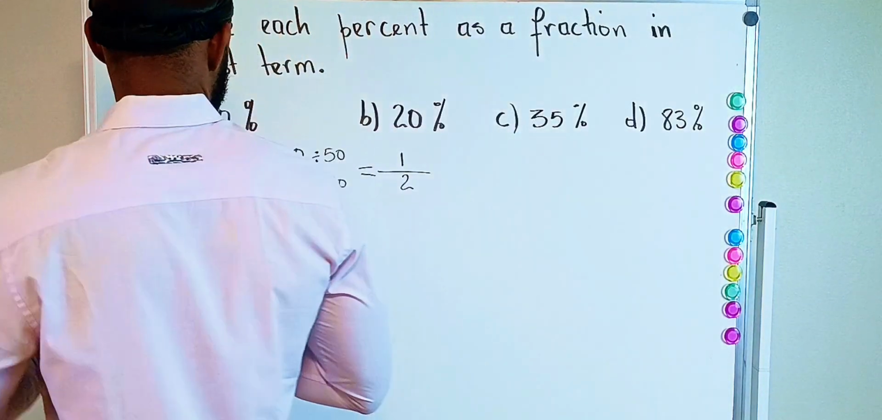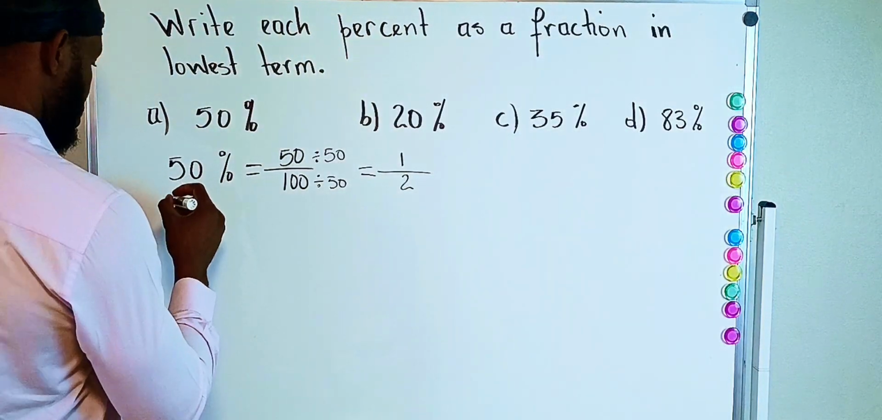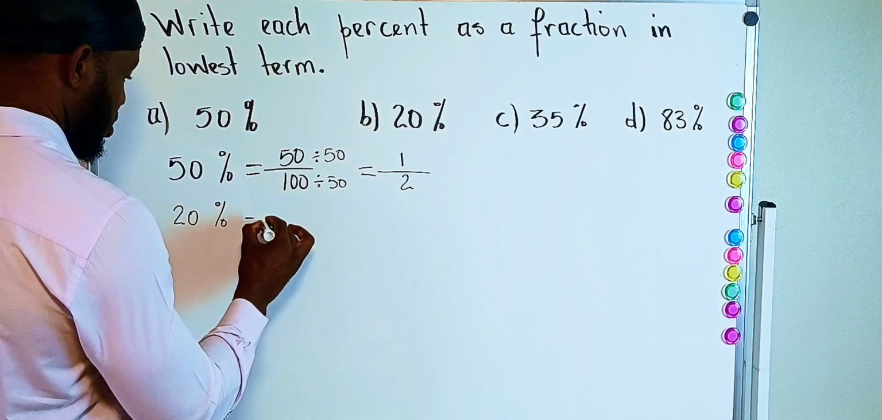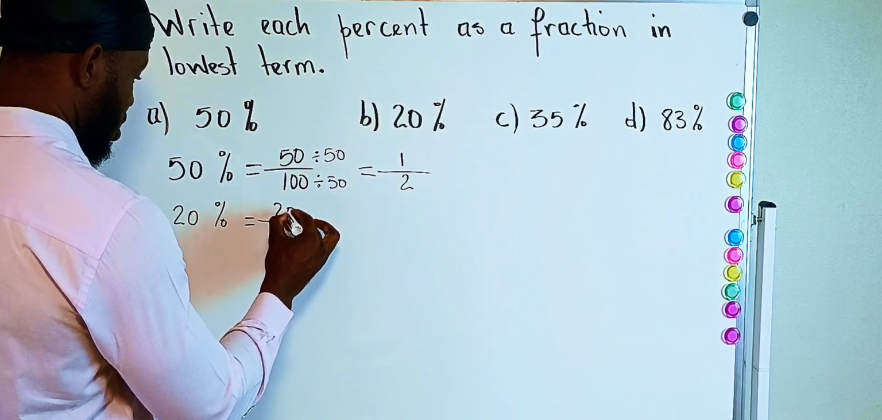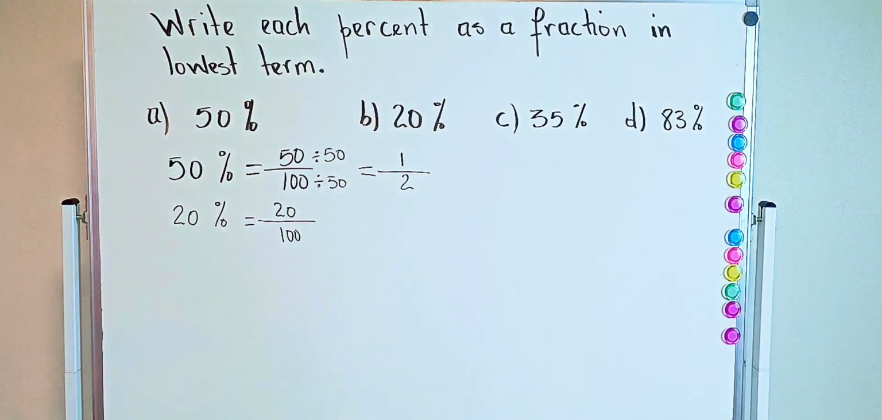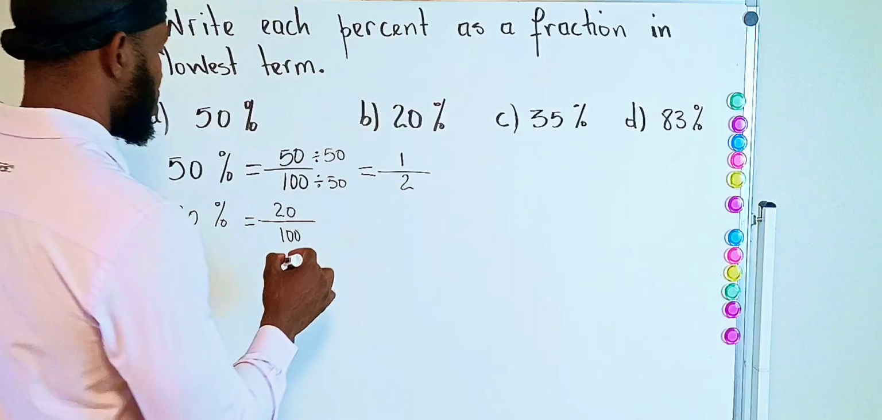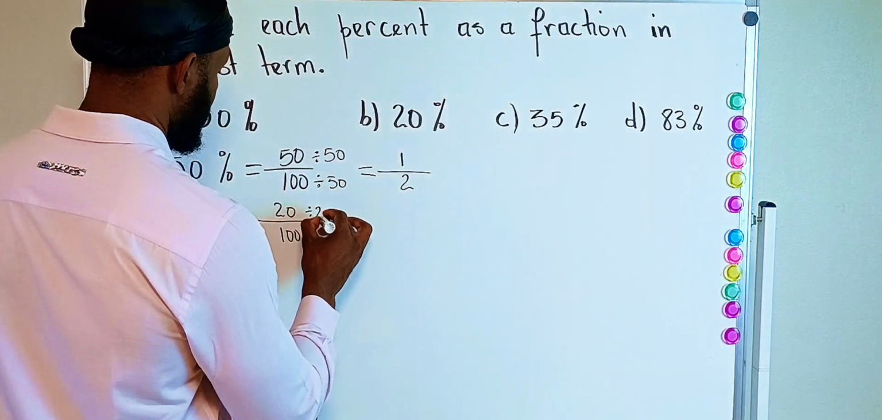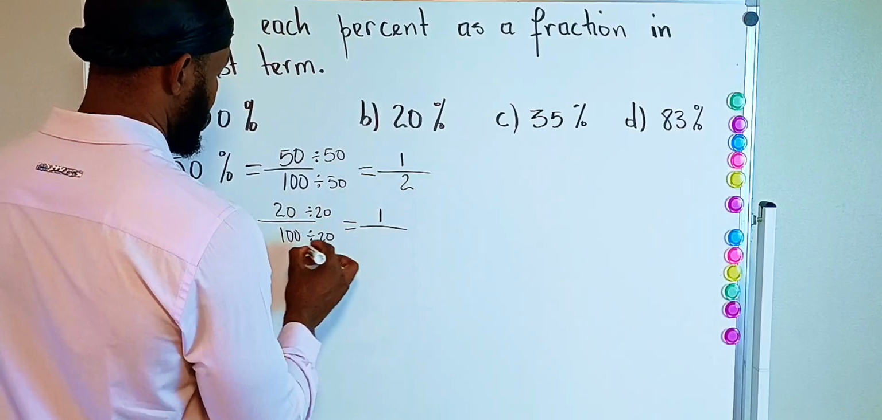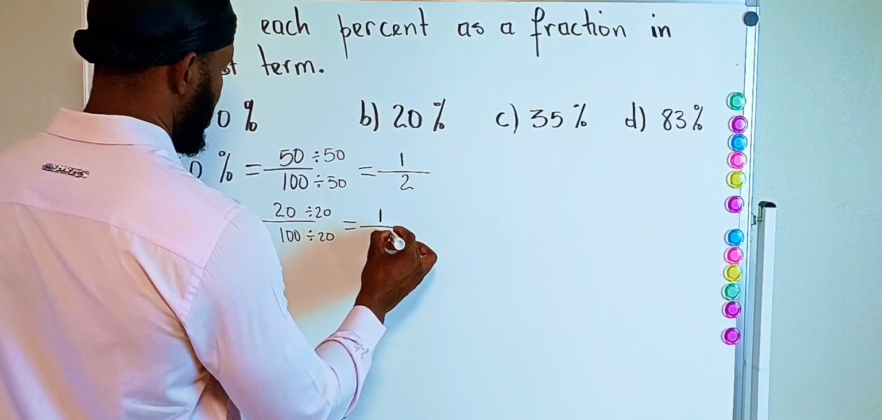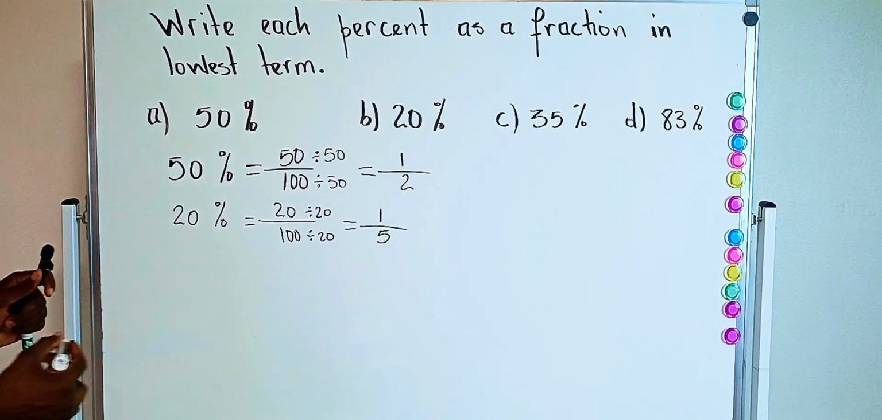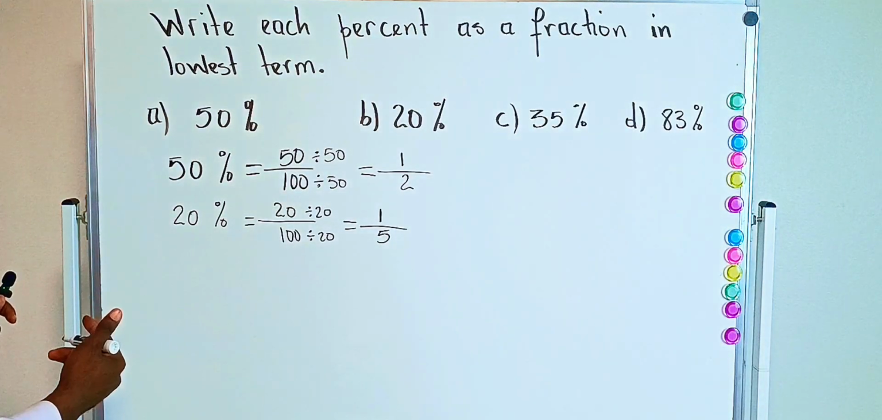So let's go, guys, for 20%. It's going to be the same process. You just convert it to a fraction, 20 over 100. Next, you find the greatest common factor, which is going to be 20 in this case. So 20 divided by 20, 100 divided by 20. So the fraction will be 1/5, or 1 over 5.